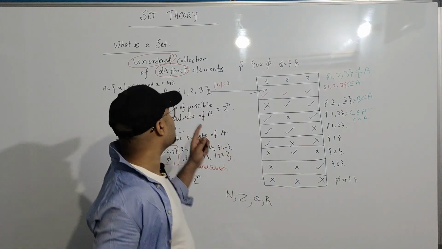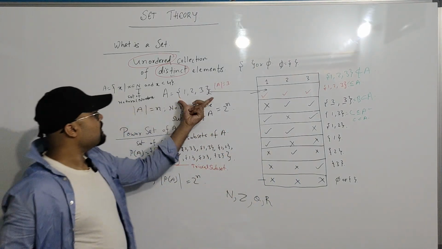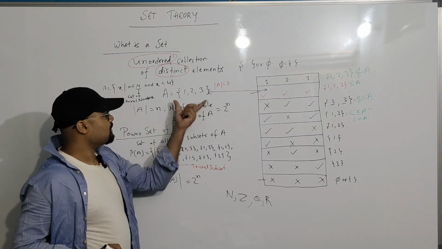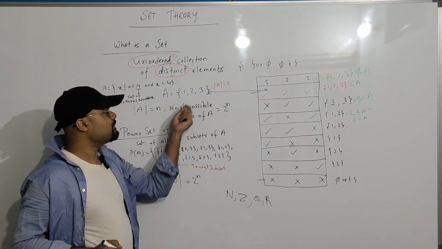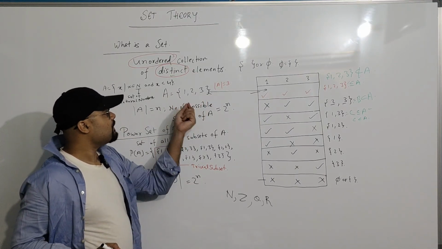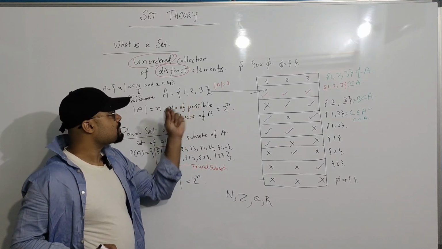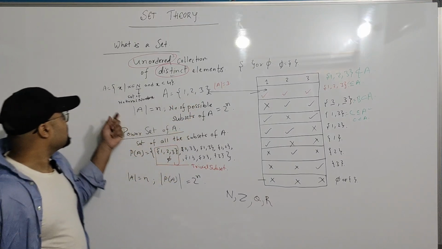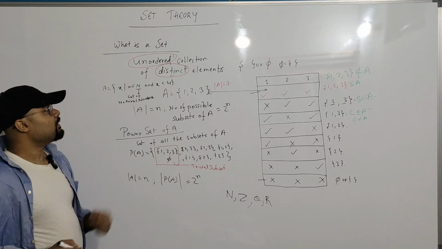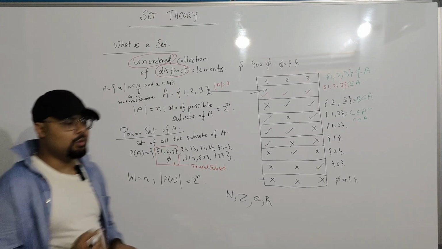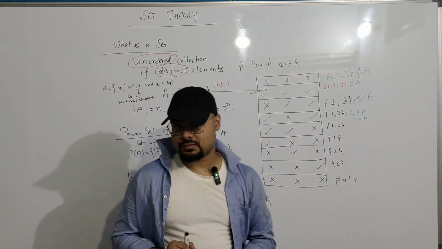There are other representations of a set. I talked about one representation: curly braces, and inside the curly braces you write every element separated by commas. The other notation is set builder notation, and there is another pictorial representation which is called a Venn diagram.